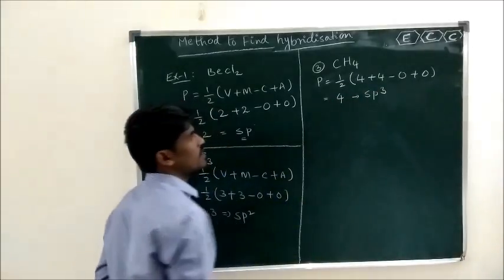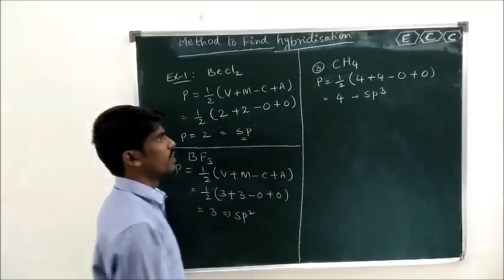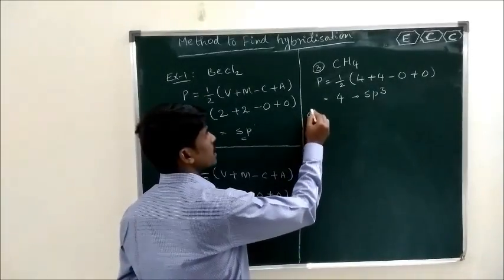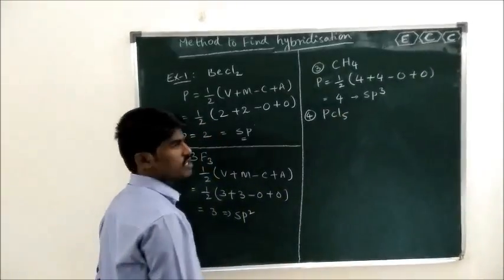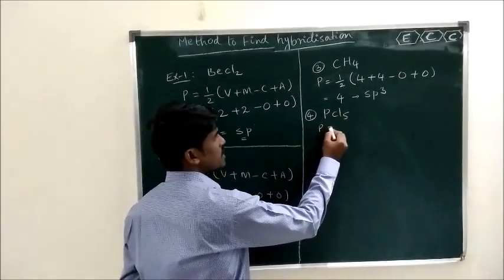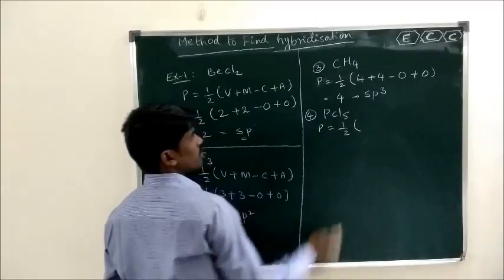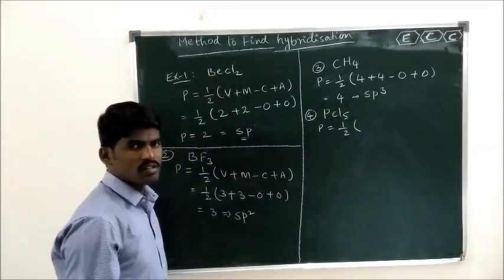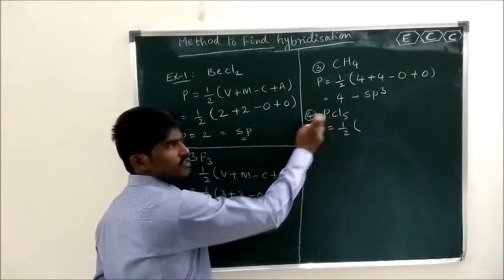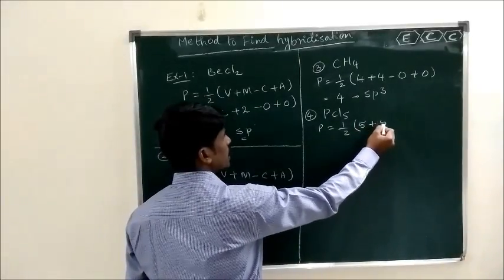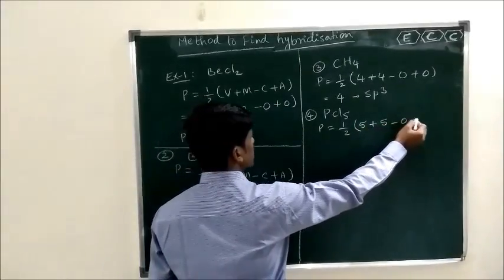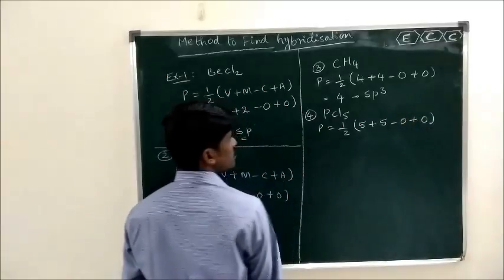Hybridization is sp3. This is the way to find it out. Now similarly, if we take one more example, PCl5, phosphorus pentachloride. P is equal to half of V, valence electrons around the central atom phosphorus, 5 valence electrons. Monovalent atoms are 5, charge on cation 0, charge on anion 0.